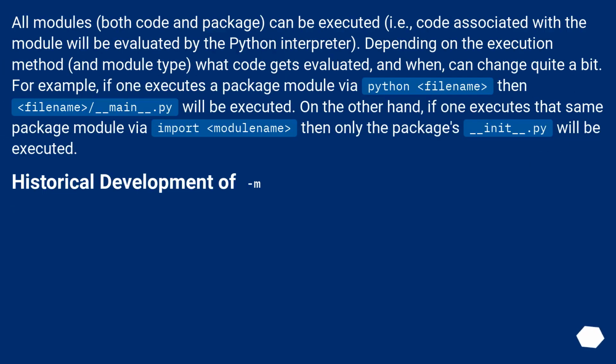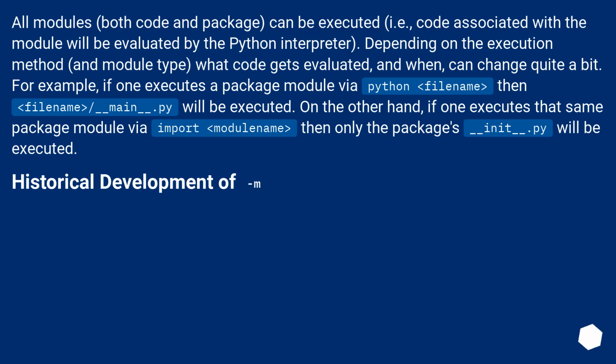All modules, both code and package, can be executed, i.e., code associated with a module will be evaluated by the Python interpreter. Depending on the execution method and module type, what code gets evaluated, and when, can change quite a bit. For example, if one executes a package module via python <file name>, then <file name>/__main__.py will be executed. On the other hand, if one executes that same package module via import <module name>, then only the package's __init__.py will be executed.